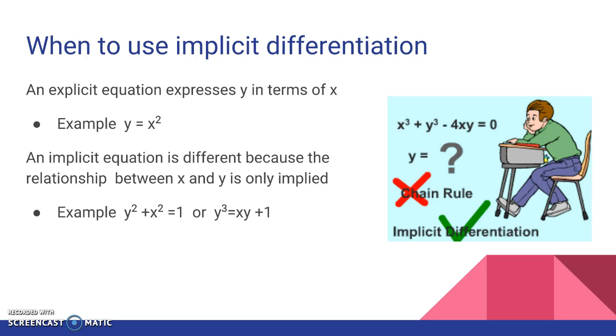So when to use implicit differentiation? Well, an explicit equation expresses y in terms of x. So for example, y equals x squared. In this case, to find the derivative, you just need to derive x, which basically makes it just y prime equal to 2x. Now, however, in an implicit equation, it's different because the relationship between x and y is only implied. So the example is y squared plus x squared equals 1, or y cubed equals xy plus 1. In cases like these, you would need to use implicit differentiation and not the chain rule.